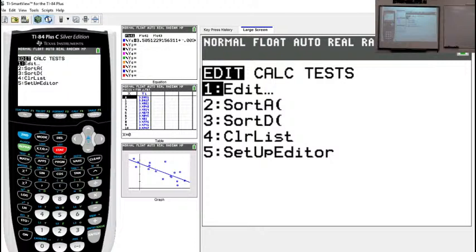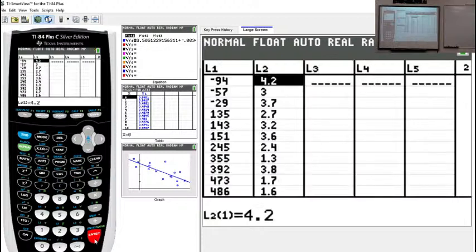So here's my list. Where are my observed values? It's in L2. My observed values are the observed y coordinates, so they are sitting right now in list 2. So I have observed. How do I get predicted? What are the predicted y values? I'm not talking in the calculator, I'm talking in general.